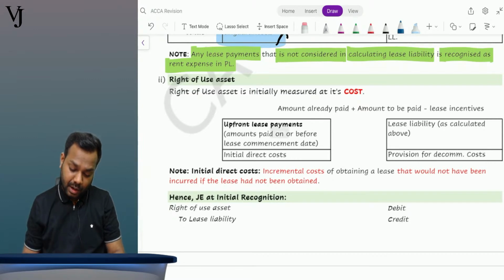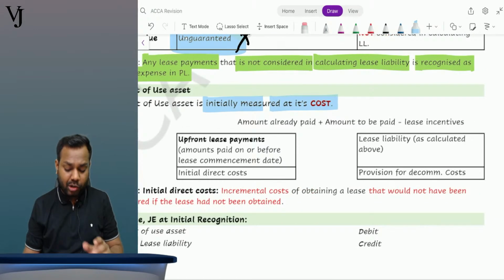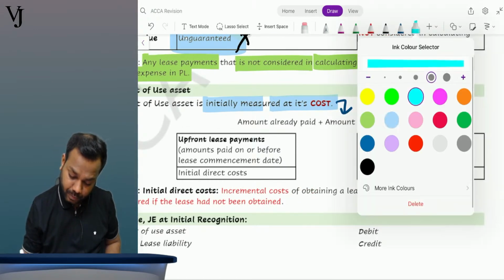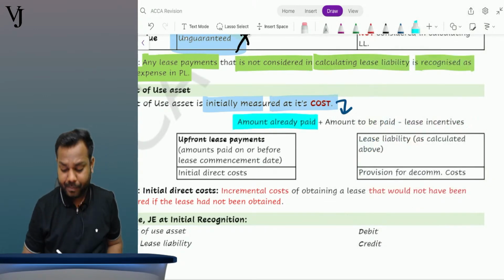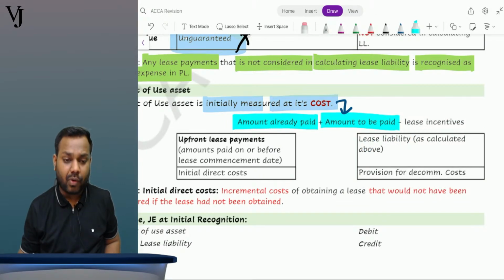Now that's what I have written here. Right of use asset will initially be measured at its cost. Cost means what? Amount already paid plus amount to be paid. This is the meaning of cost.